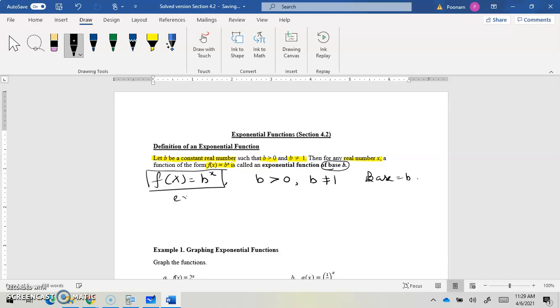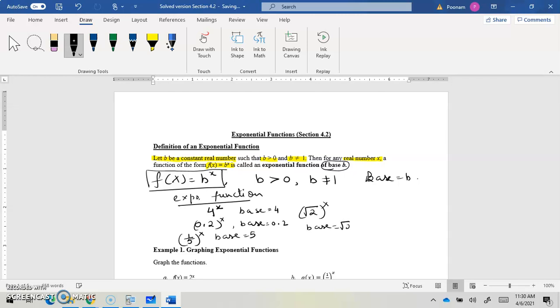Let's see a few examples of exponential functions. If we have, say, 4 raised to power x, that would be an example of an exponential function. The base is 4. If we have 0.2 raised to power x, that is also an exponential function. The base is more than 0, it's not equal to 1. That is 0.2. If we have, say, 1 by 5 raised to power x, that's also an exponential function. The base is 1/5. If we have, say, square root of 2 raised to power x, that is an exponential function with the base square root of 2.